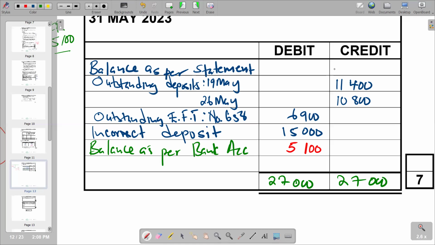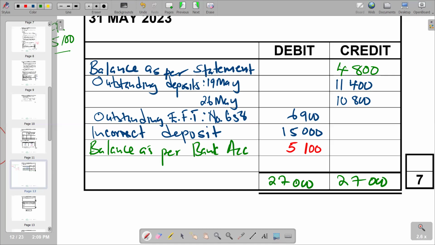We can try to calculate that one. Whereby we are seeing 27,000, we subtract 10,800, subtract 11,400. Then you get your balance figure as 4,800. So this is your opening balance as per the statement at the beginning. So basically that's what we have.